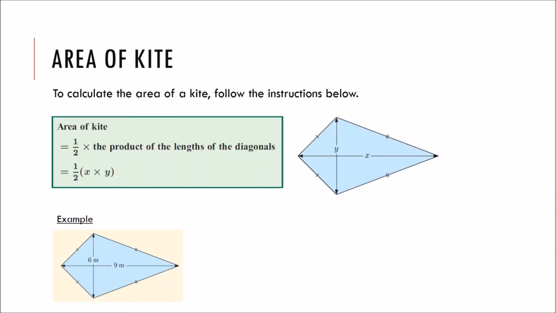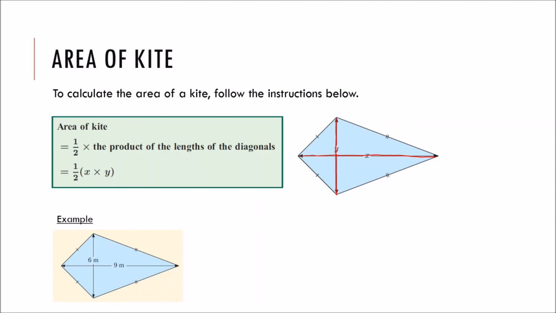I now want to have a look at the area of a kite. The area of a kite is the product, or when you multiply, the lengths of your two diagonals. So what we mean by that is, in a diagram of a kite, we're always going to have something that goes across and another value that goes the whole way down. If we multiply those two values, in this case the y and the x, we would find the area of a kite if we halved it in the end.